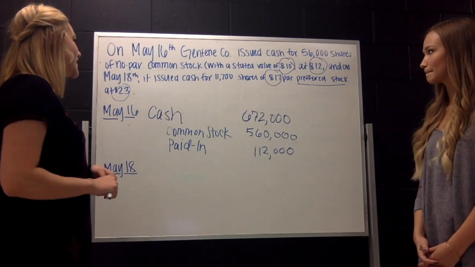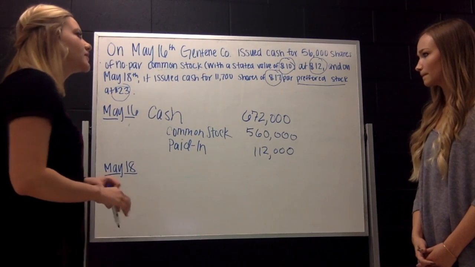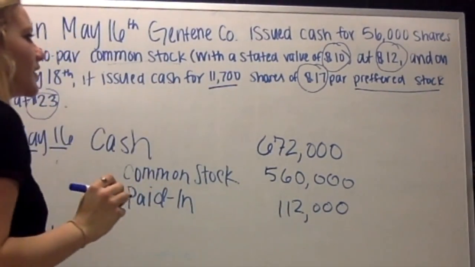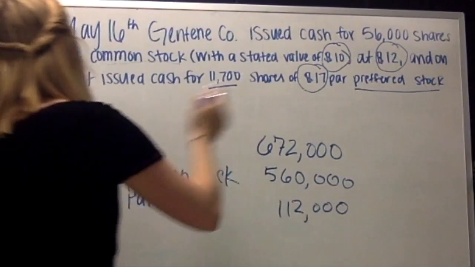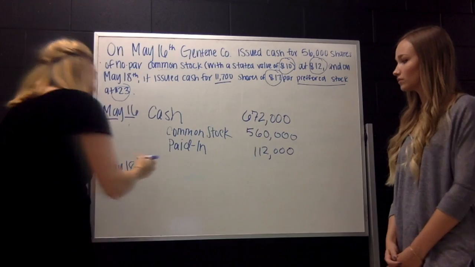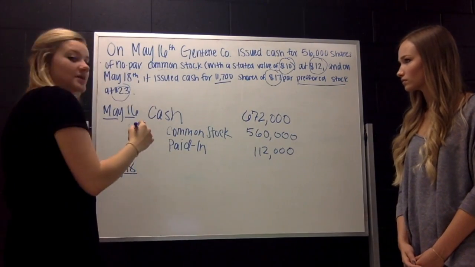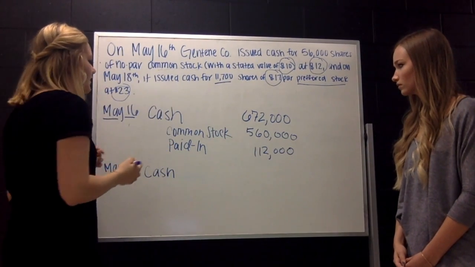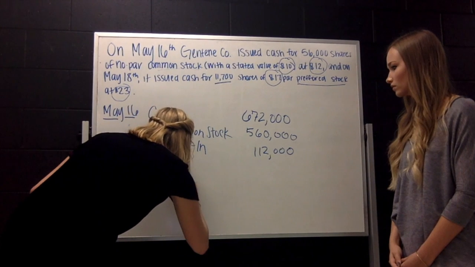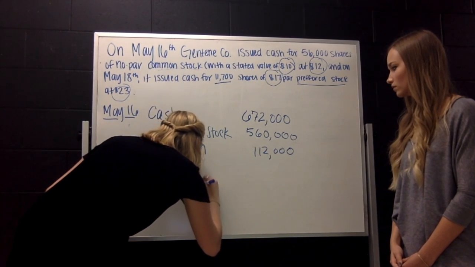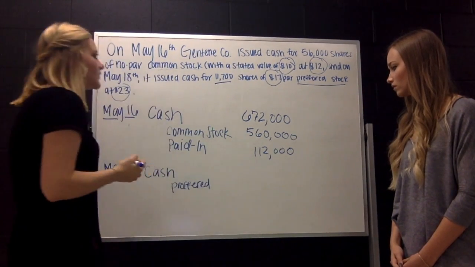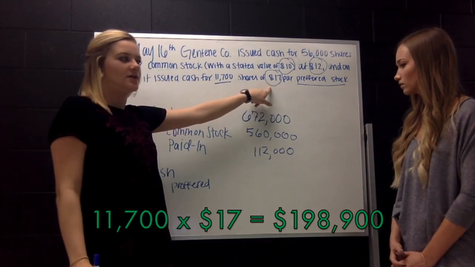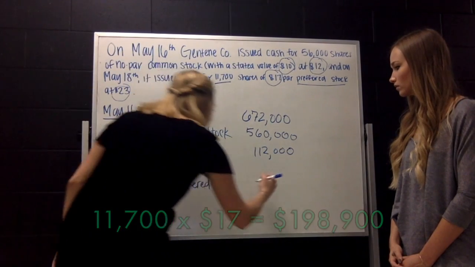So now we're going to do the transaction for May 18th for the preferred stock. So there's 11,700 shares of preferred stock that are going to be $17 par, but they're being sold at $23. So we're going to do the same debiting account of cash. And then we will have the crediting account of preferred stock. And for this preferred stock, you're going to do 11,700 times the $17 par, which is going to be $198,900.